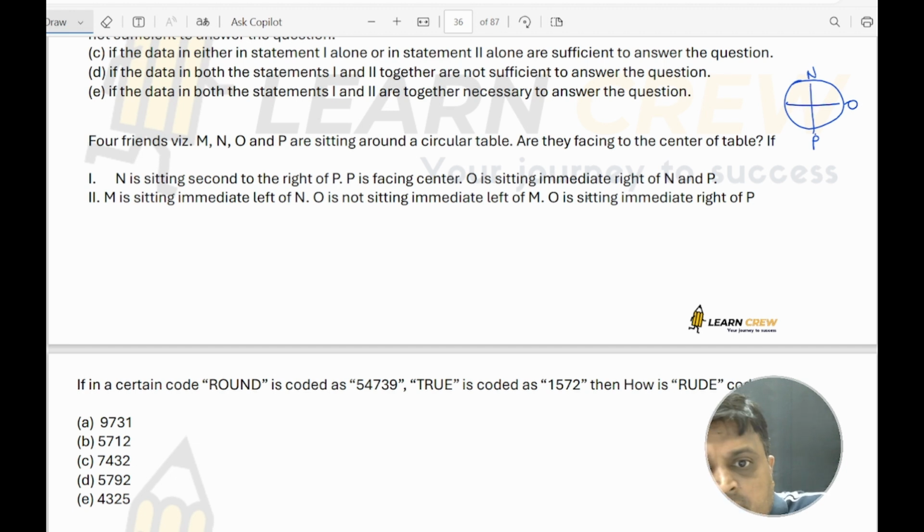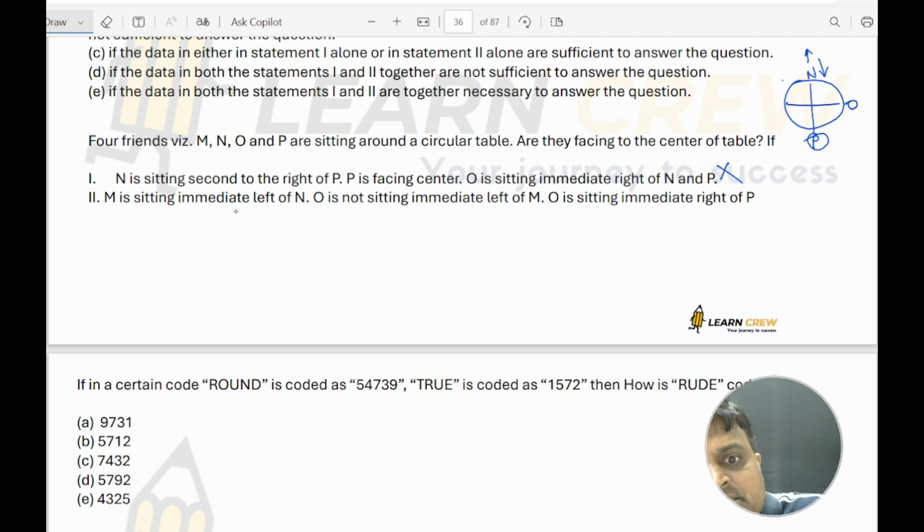It is given that P is facing the center. If N is facing outwards, N's immediate right is O. O is sitting immediate right of N when N is facing outwards. If N is facing inwards, O will come here, because O is sitting immediate right of N. But it will be immediate left of P because P's position is fixed. So you cannot say whether they are facing inwards or outwards. So 1 is not sufficient.